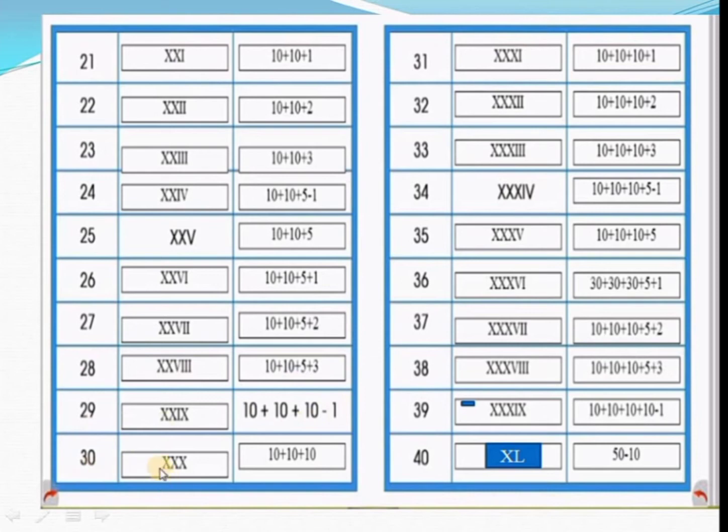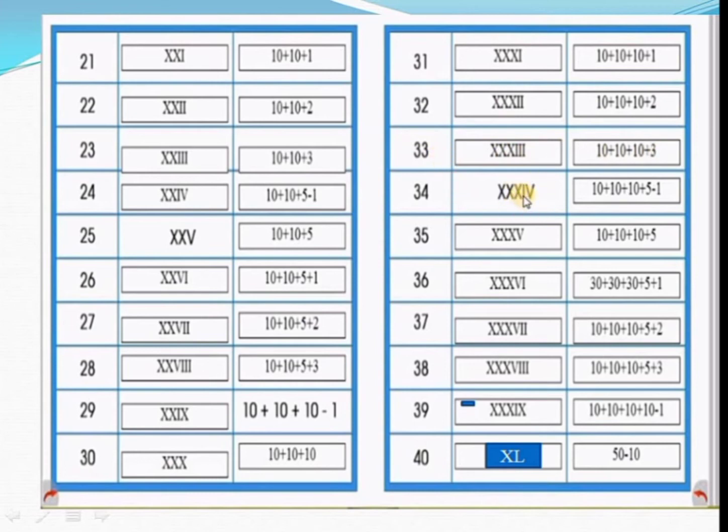30: XXX. 10 plus 10 plus 10 is 30. Next, 31: XXXI. 10 plus 10 plus 10 plus 1 is 31. 32: XXXII. 10 plus 10 plus 10 plus 2 is 32. 33: XXXIII. 10 plus 10 plus 10 plus 3 is 33.